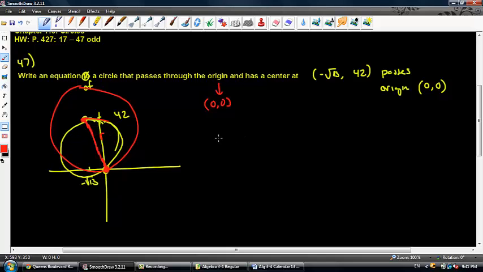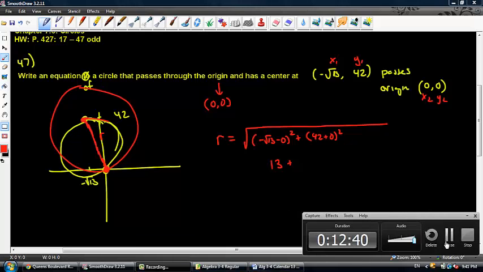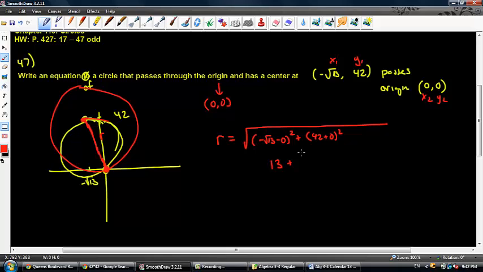The radius is going to be found using the distance formula. Call this x sub 1, y sub 1, x sub 2, y sub 2. So what I have is negative rad 13 minus 0 squared plus 42 plus 0 quantity squared. So this is 13 plus 42 squared. It looks like 42 squared is 1464. That's a big number. So if I add that to 13, I'm going to get 1477.